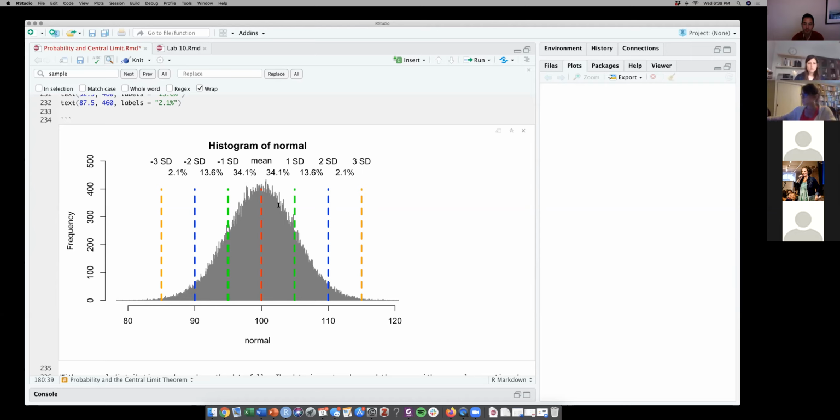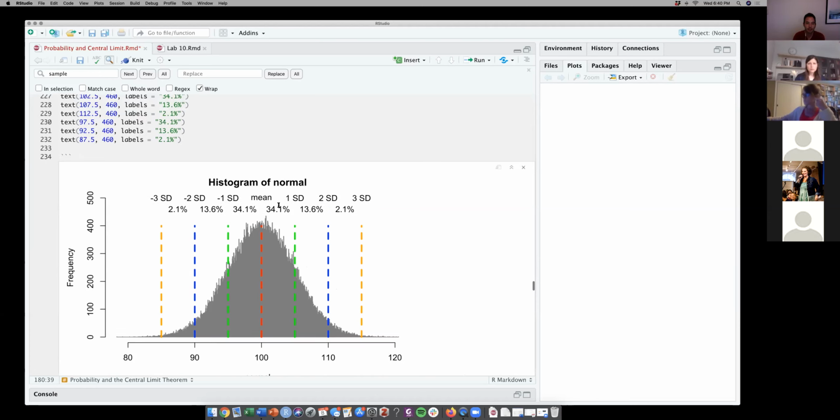What that means is we know where data should fall relative to the mean in a normal distribution at all times. So here I've created a normal distribution with a mean of 100. And the great thing about a normal distribution is that within one standard deviation of the mean, 34.1% of the data will fall.